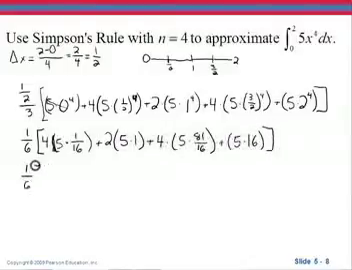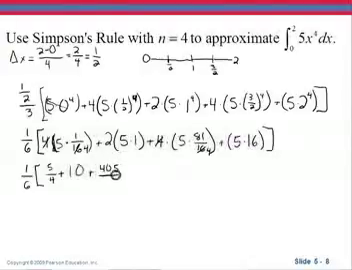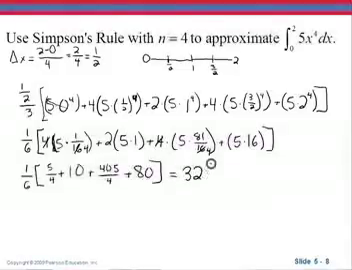So this is 1/6, and 4 goes into 4 one time and into 16 4 times, so that's 5/4. Plus 5 times 1 is 5, times 2 is 10, plus 4 goes into 16 4 times, so it's 5 times 81 is 405 over 4, plus 5 times 16 is 80. Okay, now just use your calculator. You're going to get 32 and 1/12. So the estimate here, if you do all of the arithmetic, is 32 and 1/12.